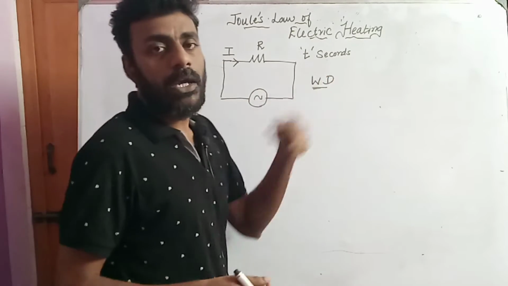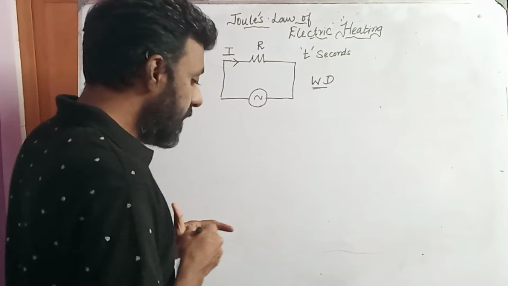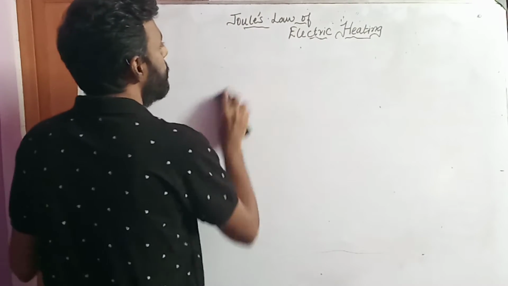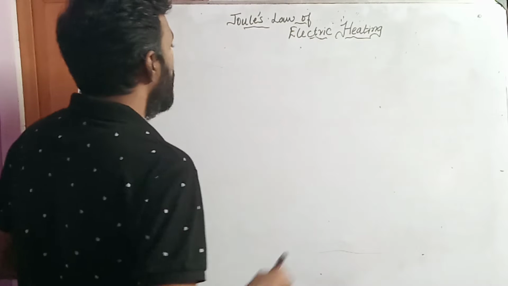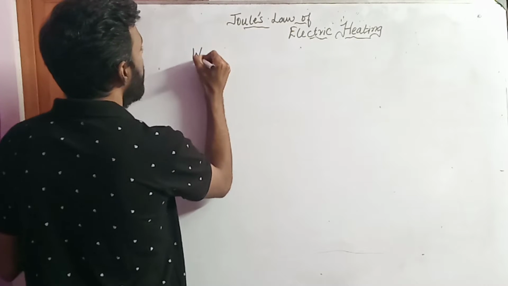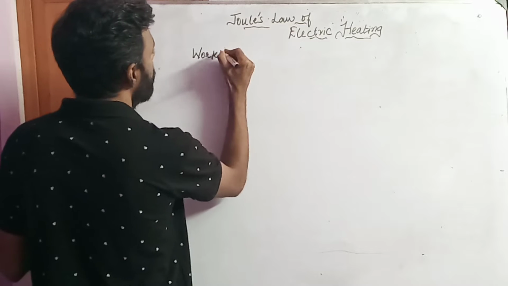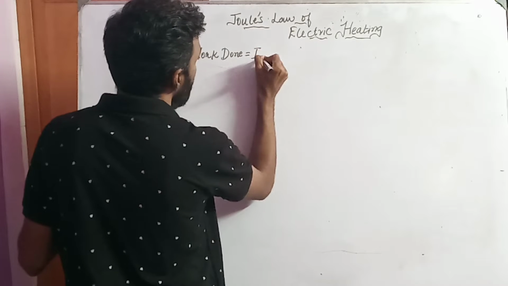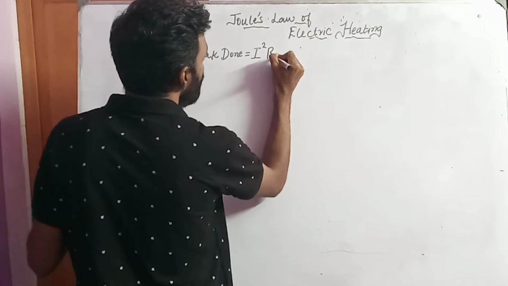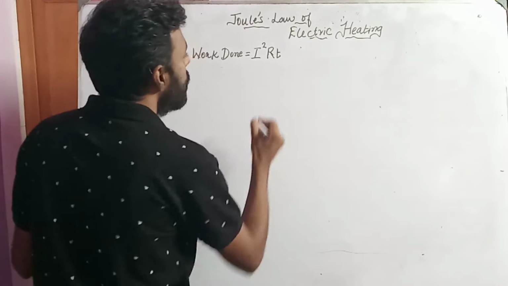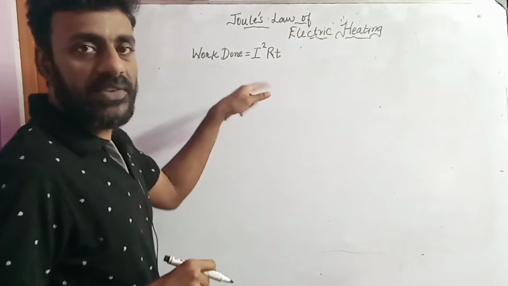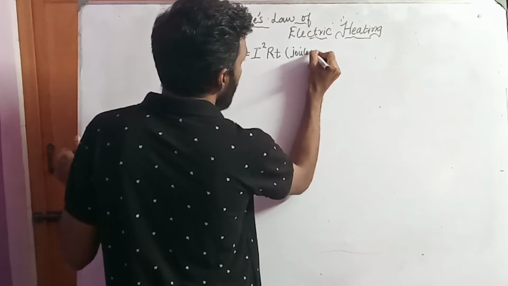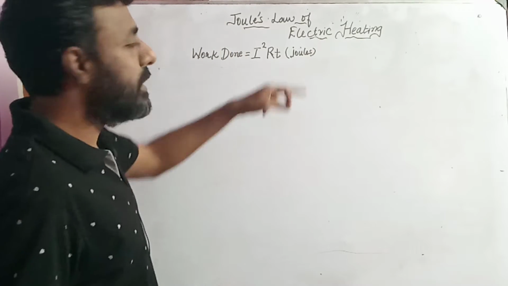For this work done, you have an expression. Let's get into the derivation part. Work done is equal to I squared into R into T. The unit of work done is joules. So I squared RT joules.